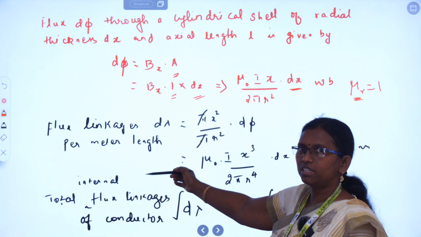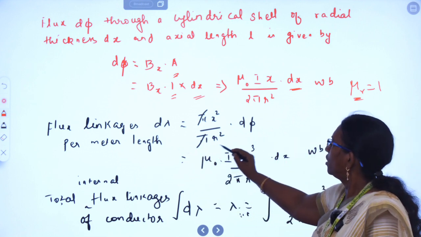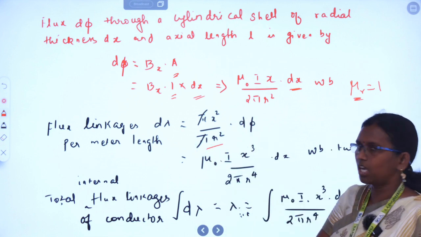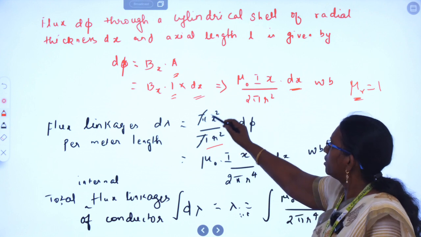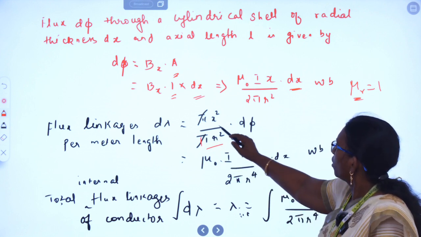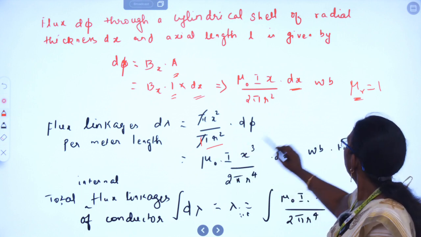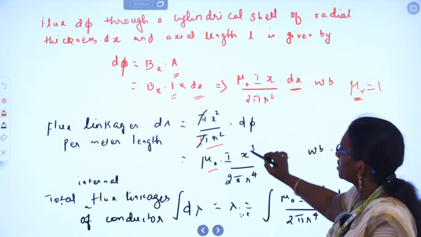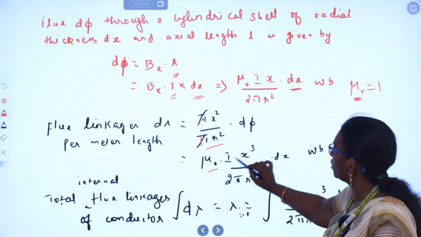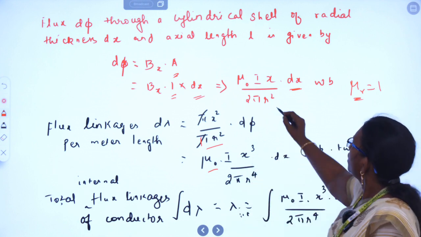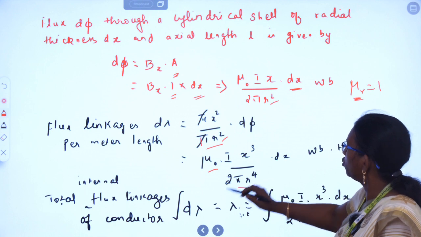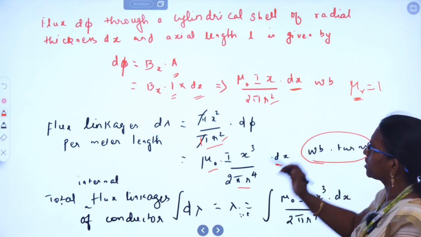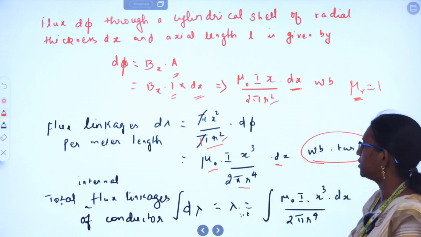So d lambda per meter length can be given as the total number of turns which we obtained in the previous step, that is pi x square divided by pi r square into d phi. Here the pi gets cancelled, and what we get is mu naught I x, already one x is there, here x square, so it is mu naught I x cube divided by 2 pi r power 4 into dx. This is the unit of flux linkages per meter length, Weber per turn.